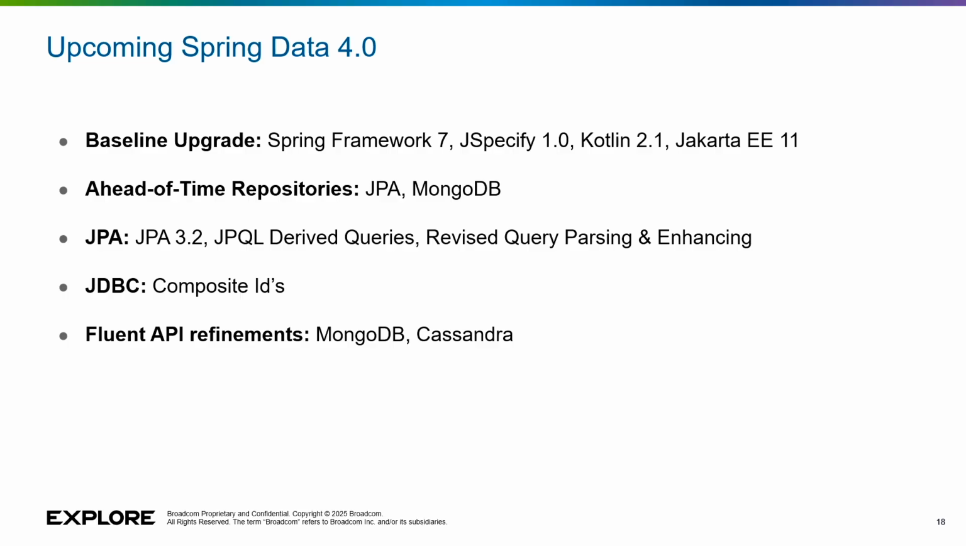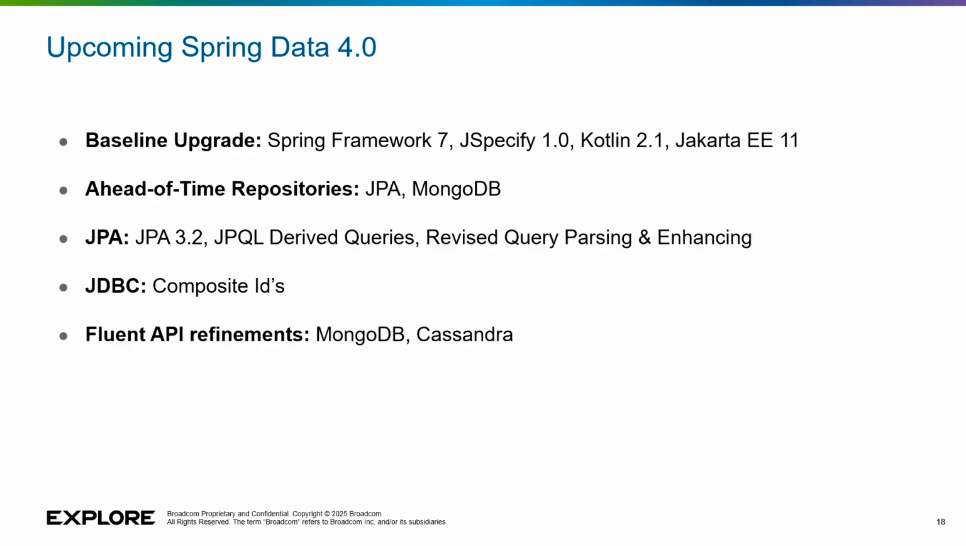We also spit out this repository.json file so that tools can use it to do cool things. We'll show a picture of IntelliJ doing some cool stuff in a second. Okay. And then we'll mention JDBC composite ID support has been added, and there are some Fluent API refinements for MongoDB and Cassandra. I think we might talk about that if we have time.